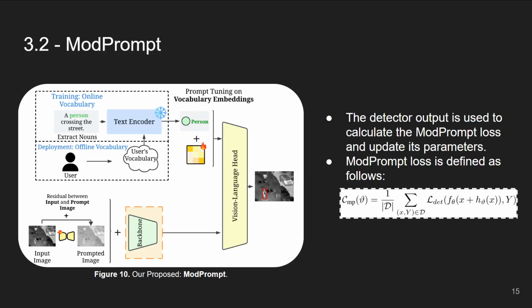So here is the proposed ModPrompt. We have an encoder-decoder, a small model that we are going to learn. So we learn this prompt, and then after we have the prompted image, we can use it on the backbone of the detector. We also align this information of the visual prompt with the text prompt embeddings, and we do the adaptation of both parts using our proposed modality prompt loss.